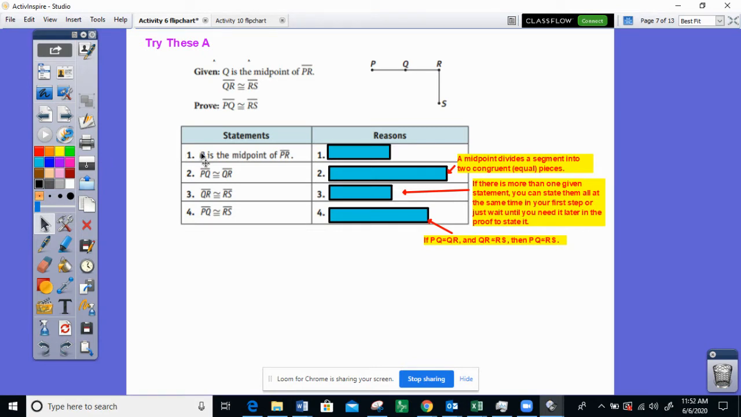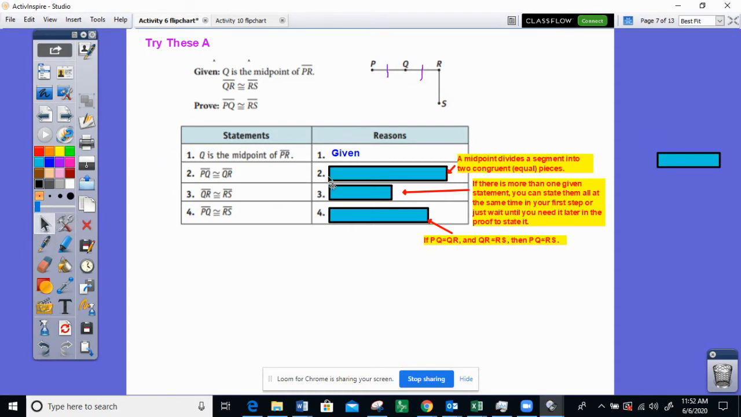So we always want to start a proof with the given information. That should be easy points. So if Q is the midpoint of PR, what did we learn in an earlier activity about midpoints? A midpoint divides a segment into two congruent or equal pieces. So that means that we can mark that segment PQ and segment QR are congruent to each other. That's the symbol that shows that two segments are congruent to each other.